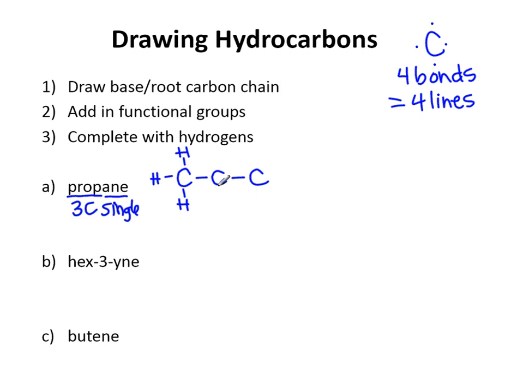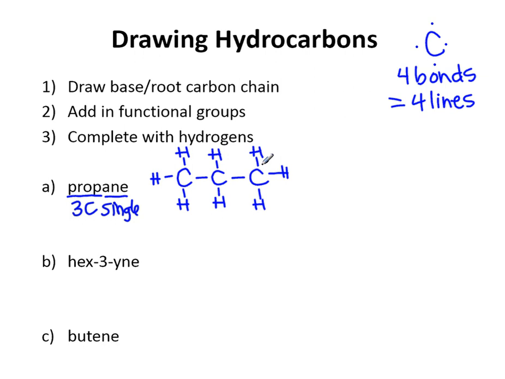Next, this carbon, because it's in the middle, has 1, 2 hydrogens around it. 1 hydrogen and 1 hydrogen. Now it has 4 lines around it, and I filled in the hydrogens. Last carbon, it already has 1 line or 1 bond. It needs 3 more. So I'm going to put them around like this. This is the expanded diagram.